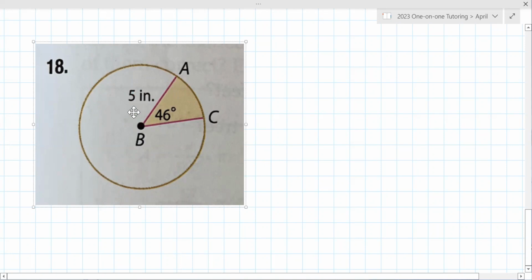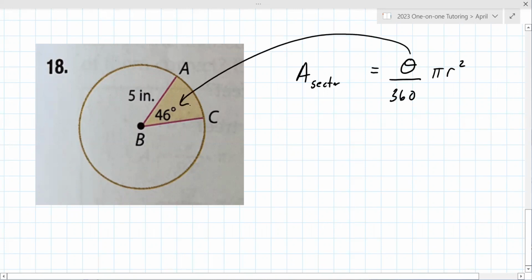Okay, so we're finding the area of a sector. The formula I'm going to give you might be slightly different than what you've seen before. It starts with the area of a circle, which is pi r squared. Then you take the angle and divide it by 360. The angle refers to the given central angle here. If you were to go all the way around, it's 360, but we only want a fraction of it.